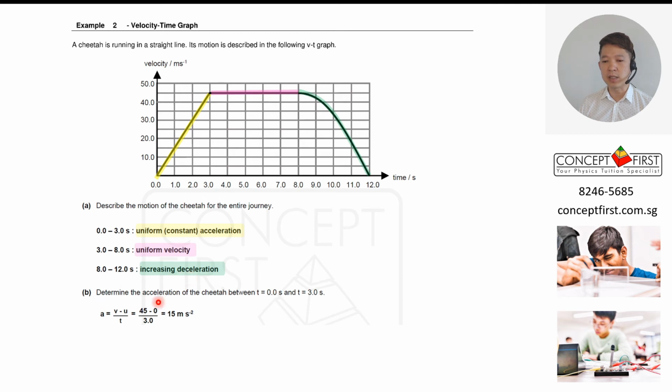Part B, determine the acceleration. So remember, it's the gradient of the graph, or in this case, I'm actually using the acceleration formula. So take a look. v minus u over the time. Again, I need you to see that this is in fact a gradient formula: y1 minus y2 as a numerator, x1 minus x2 as a denominator.